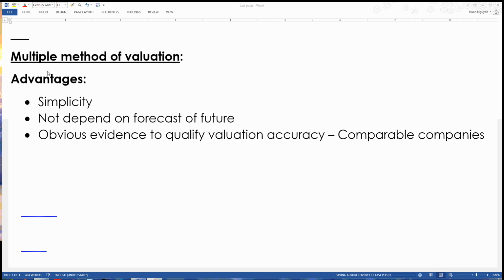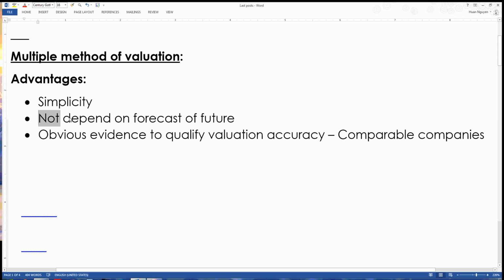Okay, so regarding multiple method valuation, I found the top three advantages of this method. The first one is simplicity. As the professor mentioned in class, this is very popular for investors, brokers, sellers, buyers, and stock traders to talk about, and we can see it everywhere on the website as the PE ratio, a multiple based on the earnings per share.